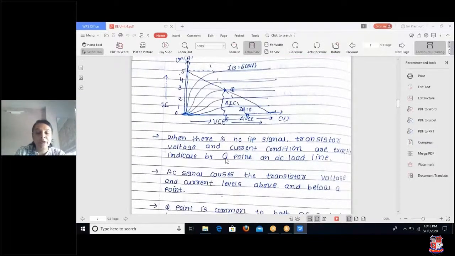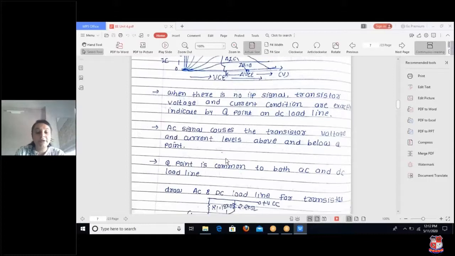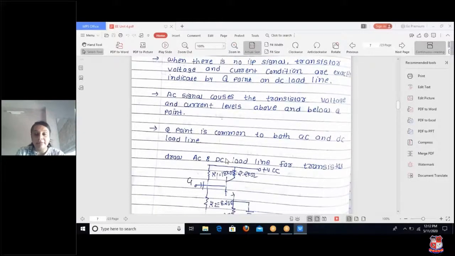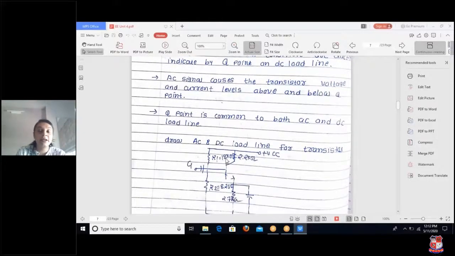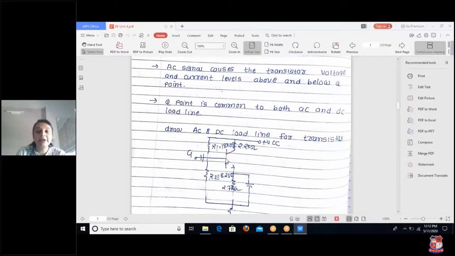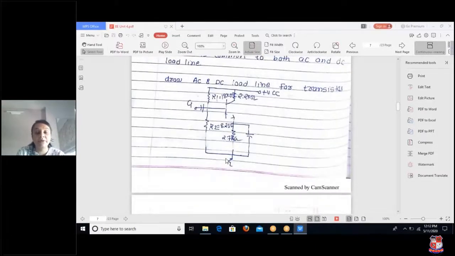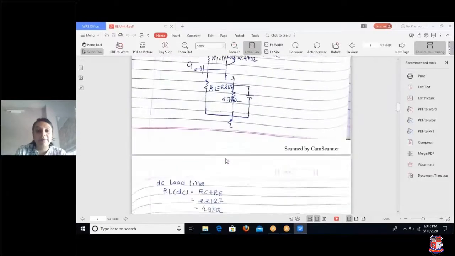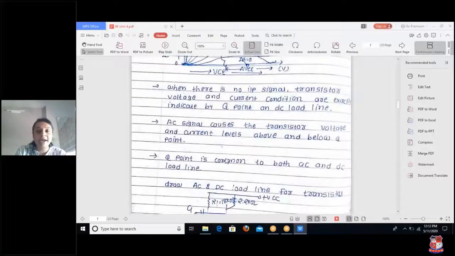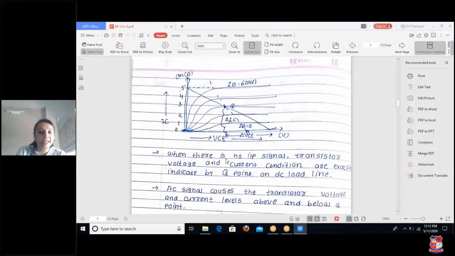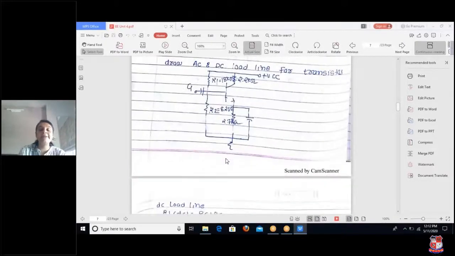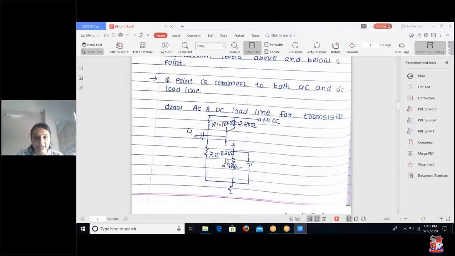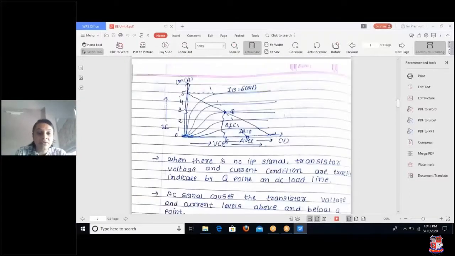Now, how we find the value of a Q point, which we already discussed in the theory of load line. Here we show examples of the AC and the DC load line. Whenever we find the DC load line and AC load line, we find them in the output characteristics.